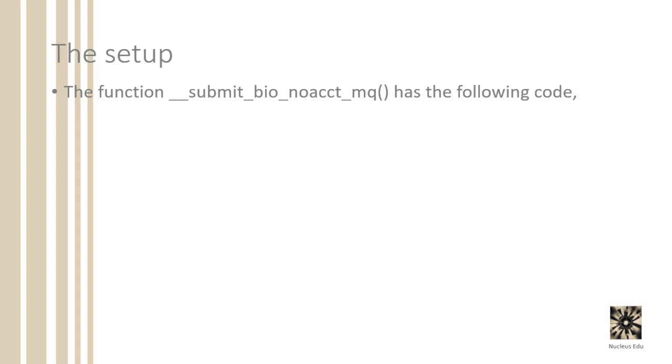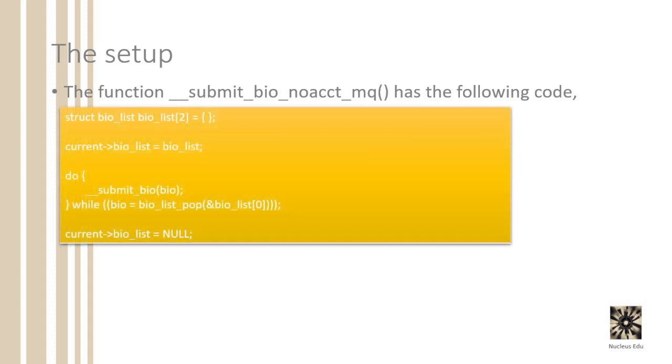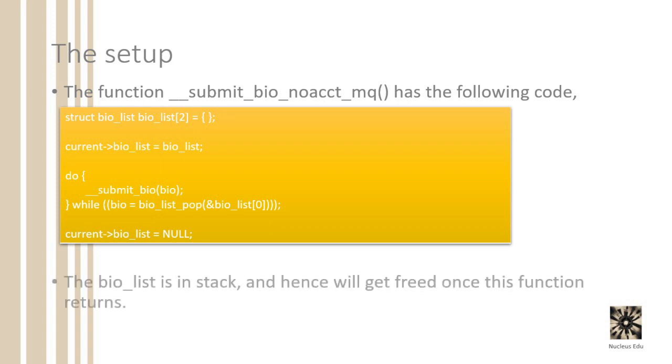Now, this function that we were discussing previously has the following code. If we take a closer look, it creates a bio_list as a local variable. Then it assigns it to current->bio_list, which is the bio list of the currently running process, and then it calls submit_bio. It's a do-while loop, and once one of the submit bios gets completed, it pops the next one, and keeps doing it until the bio list is empty.